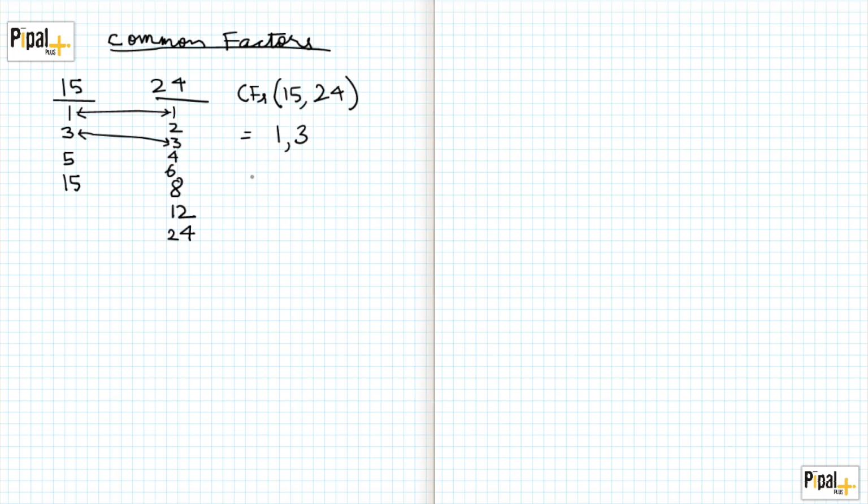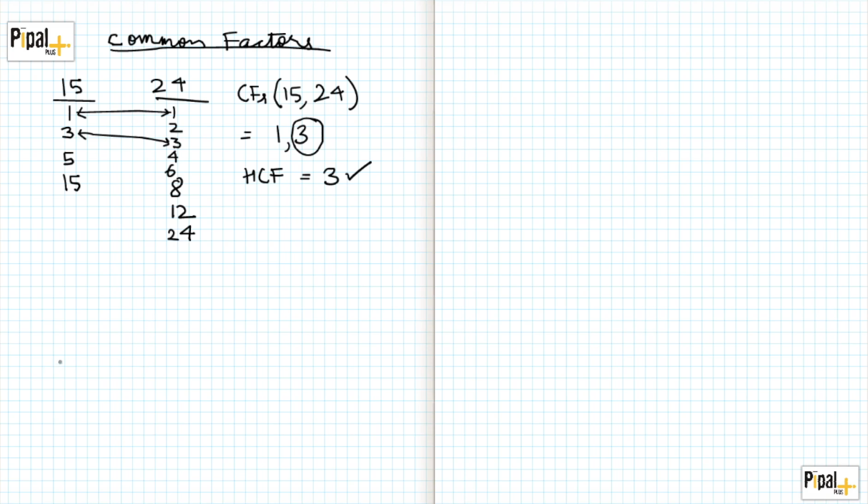Now if I have to talk about the HCF, it stands for highest common factor. Now between 1 and 3, the highest one is 3, so the HCF is 3, right? So I'll just pick out the largest of the common factors, and this number is the HCF, right?